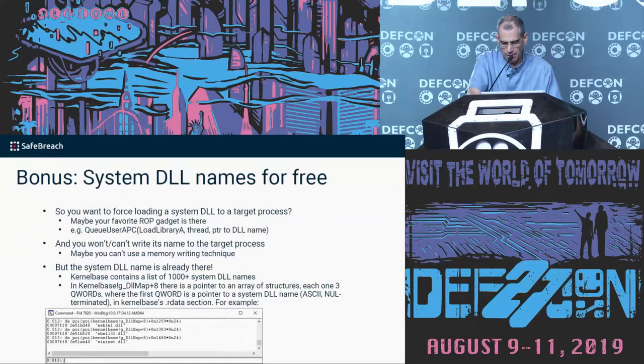Quick bonus: if you need to load a system DLL into an arbitrary process, and you don't have a writing technique to write its path into the process first, maybe your favorite ROP gadget is there, we have good news for you. Kernelbase.dll contains the names of more than 1,000 system DLLs, including things like mshtml.dll, shell32.dll, and wininet.dll. And you can use that to load the DLL using LoadLibraryA. And with that, I hand it over to you, Itzik.